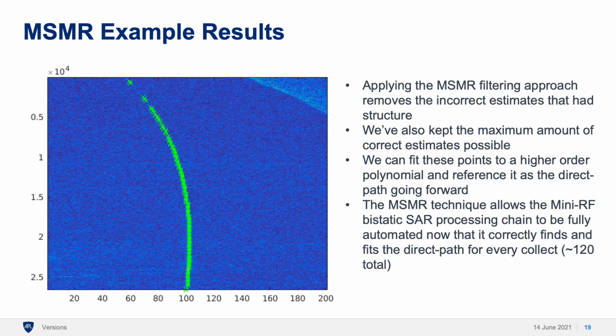Here we see the filter works very well. It removes the incorrect estimates and also kept the maximum amount of data we had available for the fit. We can then fit the data contained within the selected combinations of segments to a higher order polynomial and reference it as the direct path going forward.